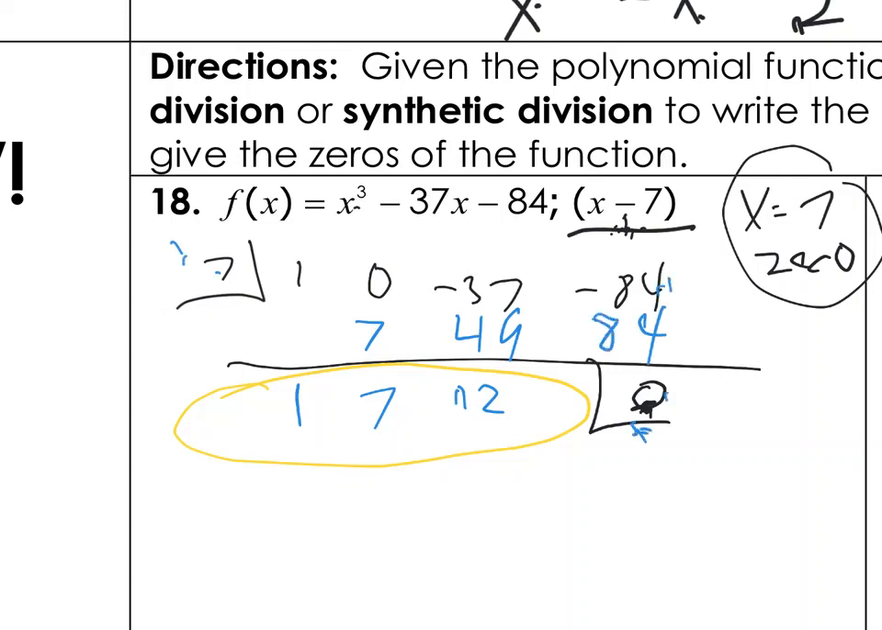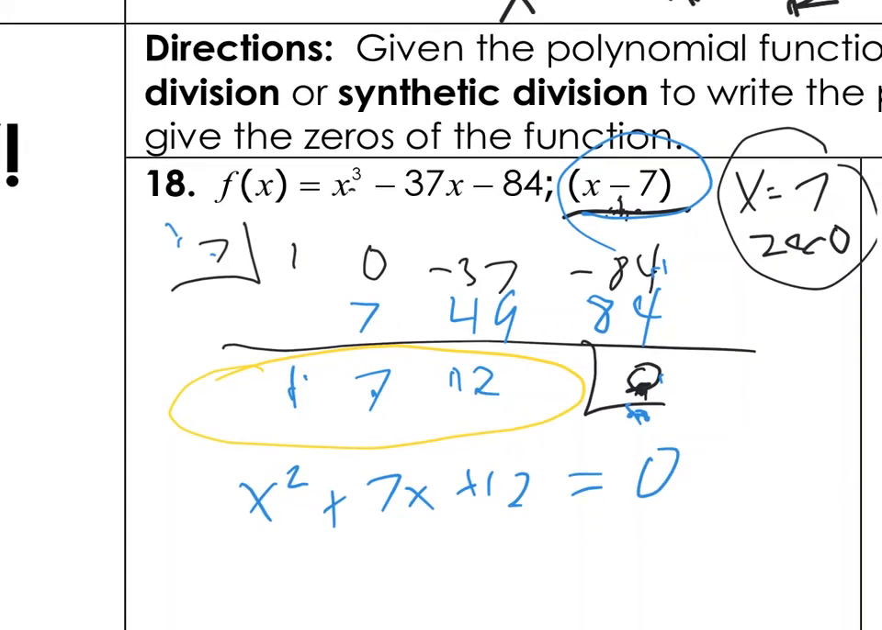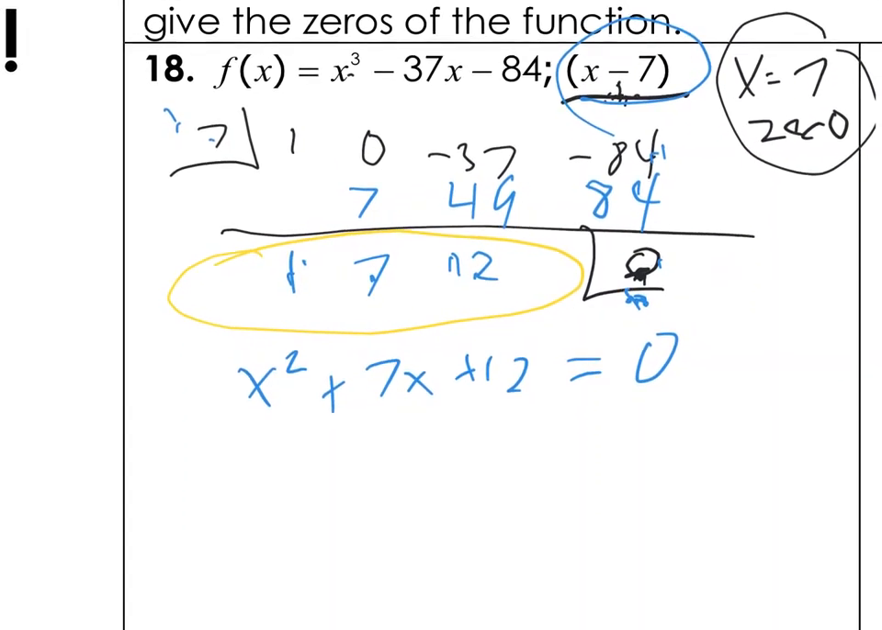They cancel out. So the reason I did synthetic division, I already knew it was a factor because he told me it was. But you need the bottom. Yeah, this turns into 1x squared plus the 7x plus a 12. Set that equal to 0. And I hope it's easily factored.